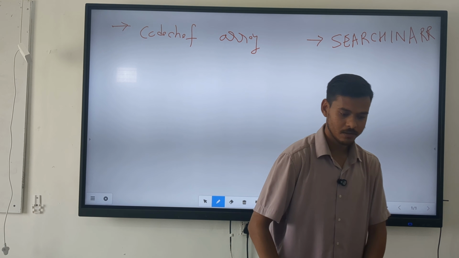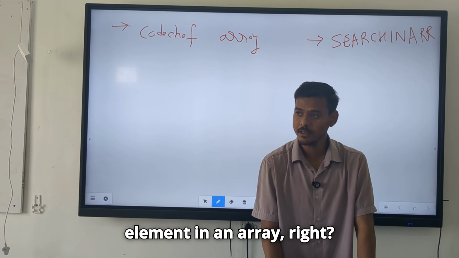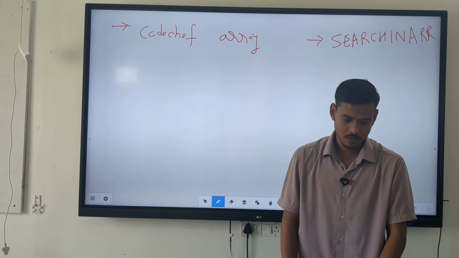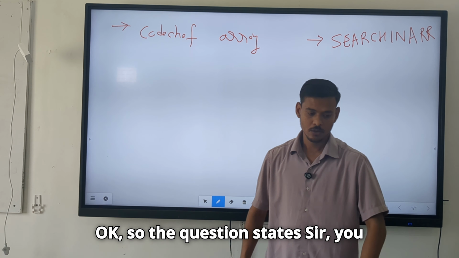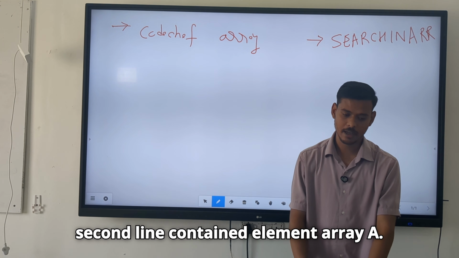What does the question say? Search an element in an array, right? So the question states, you are given an array A of n elements and an element x. Your task is to find whether array A contains the element x or not. We have an input format. The first line contains two space separated integers n and x, the size of the array and the element to be searched. The second line contains the elements of array A.